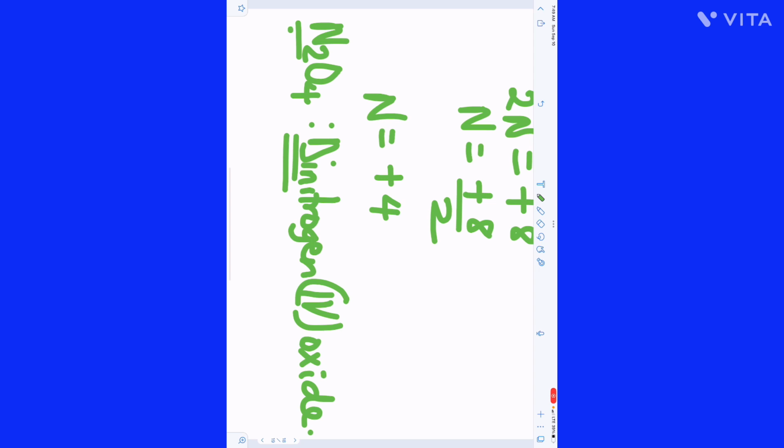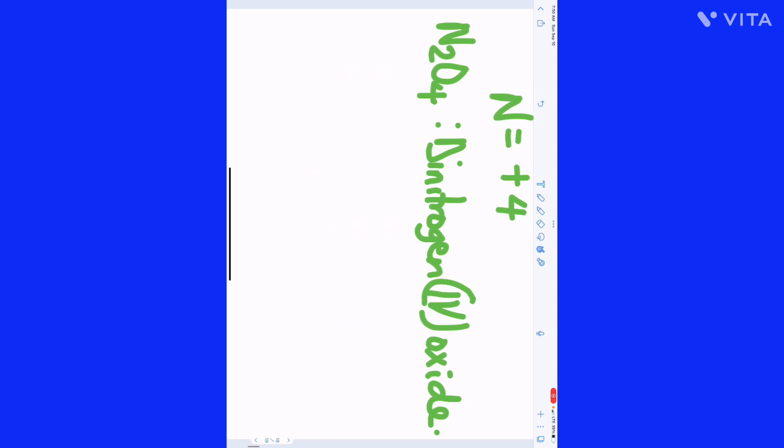Dinitrogen because there are 2 nitrogen there. You understand? Because there's another compound NO2 called nitrogen(IV) oxide. So we try to distinguish between the 2 oxides of nitrogen having the oxidation number of nitrogen as 4. We distinguish between them by writing dinitrogen(IV) oxide for this one instead of just nitrogen(IV) oxide. So take note of that.